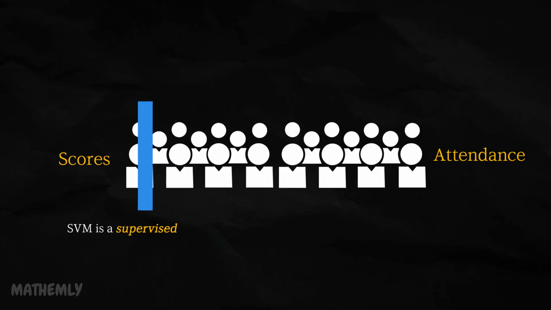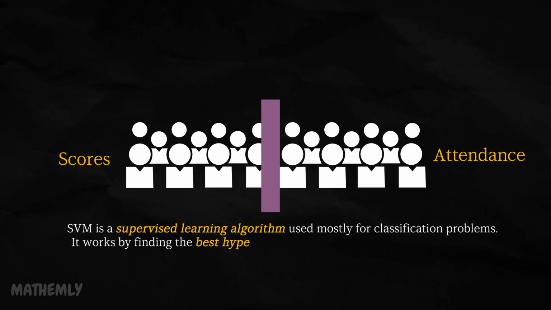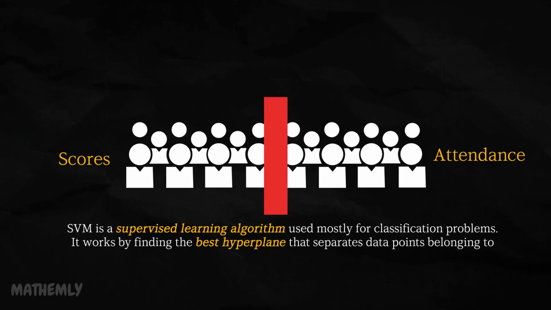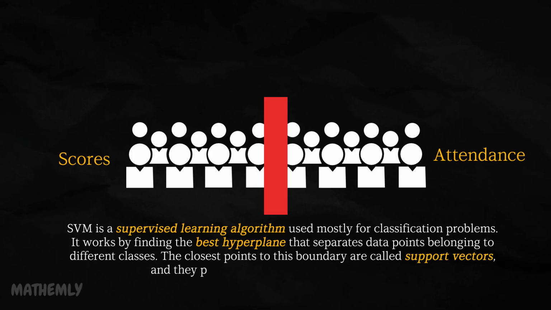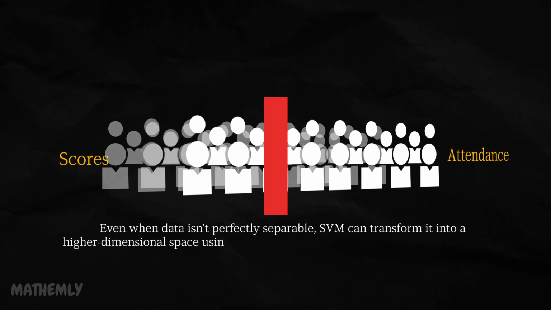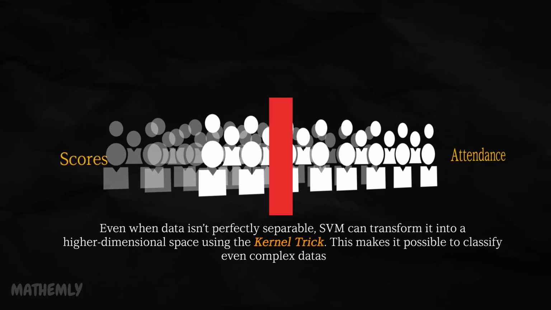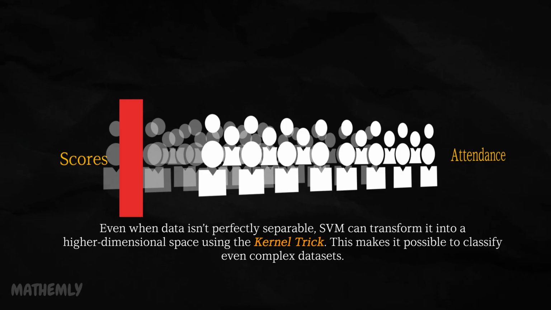SVM is a supervised learning algorithm used mostly for classification problems. It works by finding the best hyperplane that separates data points belonging to different classes. The closest points to the boundary are called support vectors, and they play a crucial role in defining the model. Even when data isn't perfectly separable, SVM can transform it into a higher dimensional space using the kernel trick. This makes it possible to classify even complex datasets. SVM is widely used in facial recognition, cancer detection, handwriting recognition, and more.